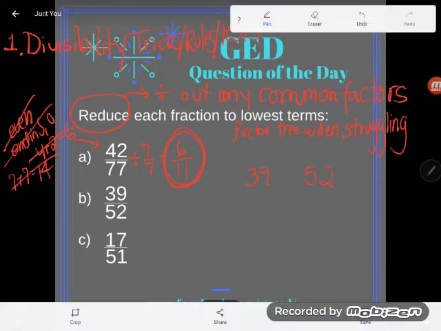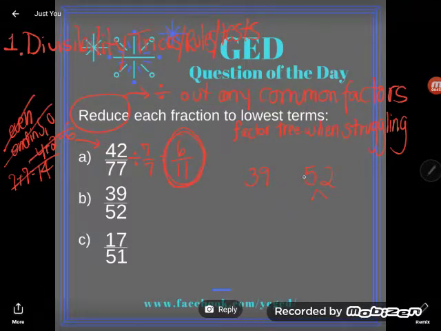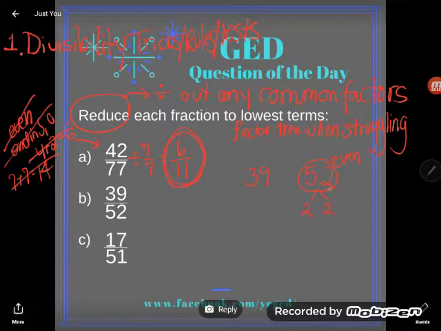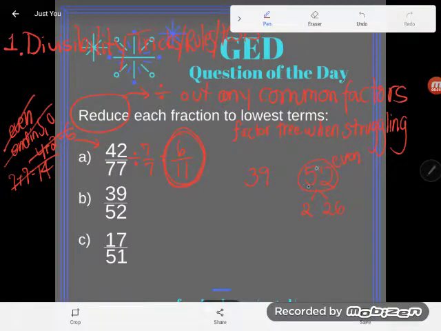Let's try it with 39 and 52. I'm going to start with 52 because there's a factor screaming at me. What I notice about 52 is that it's an even number, and I know all even numbers are divisible by 2. Now, you might not know the other side of that fact, like 2 times what equals 52, but you can figure it out through division. 2 goes into 5 twice, remainder 1, and 2 goes into 12 6 times. And so 52 divided by 2 is 26, or another way to think of it, 2 times 26 is 52.